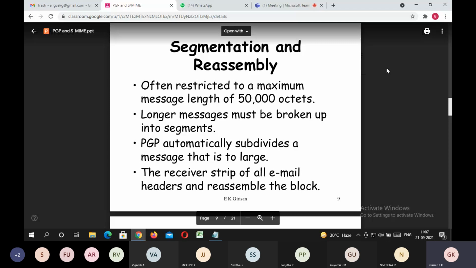Once the segmentation is done, for example, if your email message has 4 segments, it goes to the other end. What has to be done immediately is that it has to get reassembled. That is, 4 will become 1. From the sender side, 1 will become 4 segments, and on the recipient side, 4 will become 1. This is what segmentation and reassembly mean.